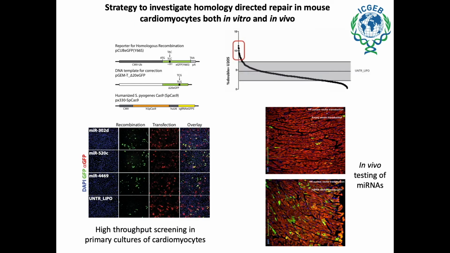An important limitation of the genome editing approach by homology-directed repair regards the difficulty to modify non-dividing cells, such as neurons, hepatocytes, and adult cardiomyocytes, since the homology-directed repair machinery is mainly active during the G2 and S phases of the cell cycle. The molecular medicine laboratory at the ICGEB is addressing this problem by performing high-throughput screening of microRNAs that increase HDR in primary culture of cardiomyocytes.